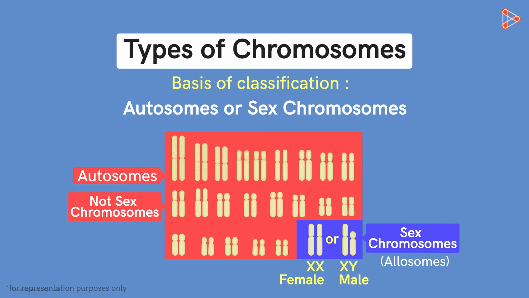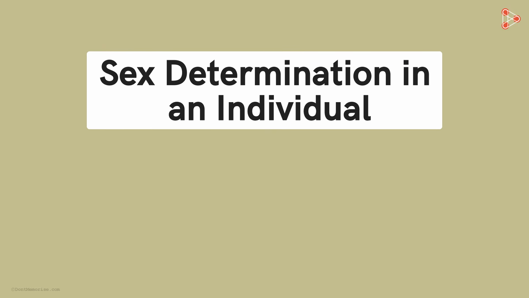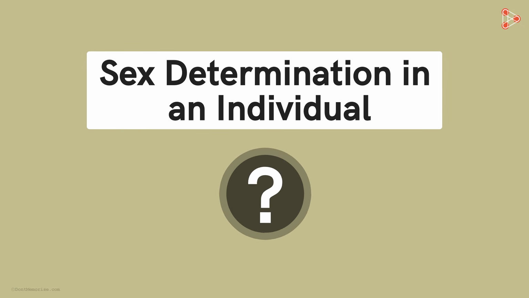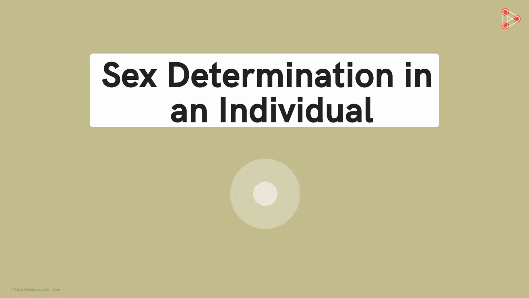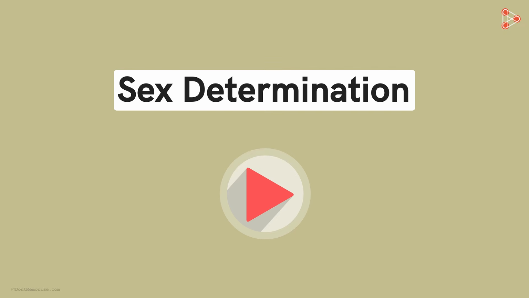Now that we've understood the various types of chromosomes, can you tell me what helps in determining the sex of an individual? Is it only the chromosomes? Or is it some other factor too? Tune into the next part to understand the interesting concept of sex determination in various organisms.